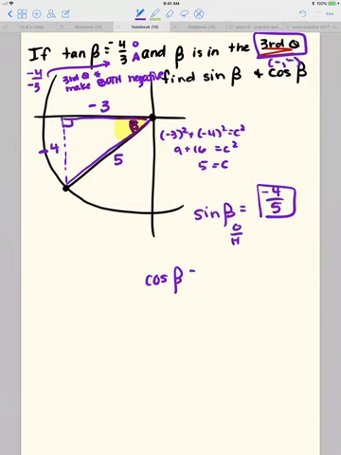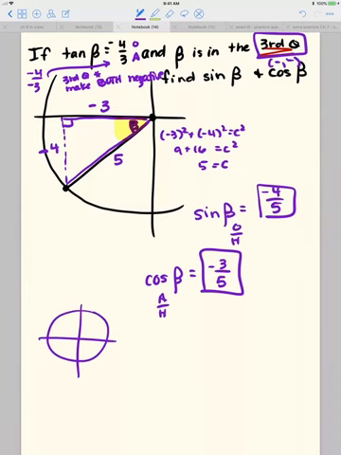And cosine of beta, again, it's adjacent over hypotenuse. So in reference to angle beta, adjacent is negative 3, hypotenuse is 5, and your cosine ratio is negative 3 over 5. So again, it'll give you a ratio, but if it puts it in a quadrant other than quadrant 1, you need to understand where it's going to live.